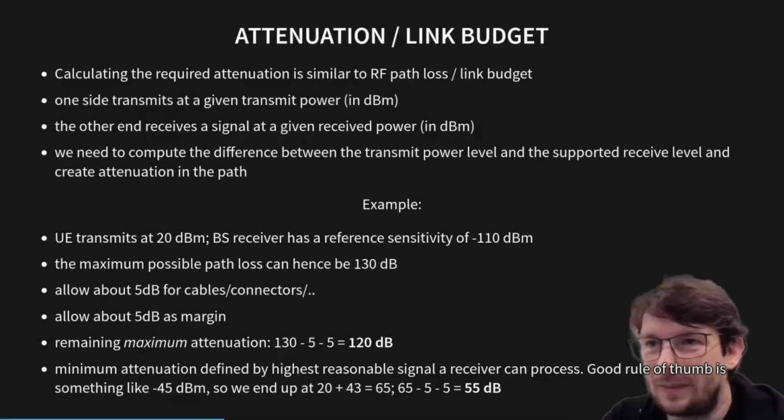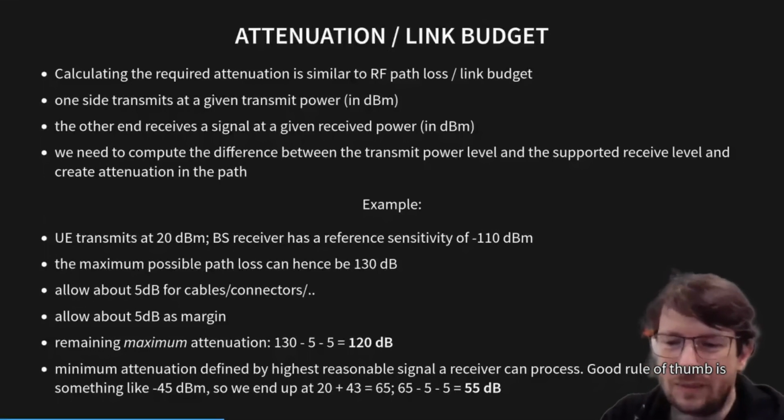So if we subtract those two values or look at the difference, we see that the maximum possible path loss can be 130 dB. If we have more than 130 dB, then the link budget doesn't work anymore, and the receiver will no longer receive the user equipment. So that's the absolute maximum that we can have. So we have an upper bound for the amount of attenuation that we can put between the UE and the base station receiver. This example is only looking at the uplink side here.